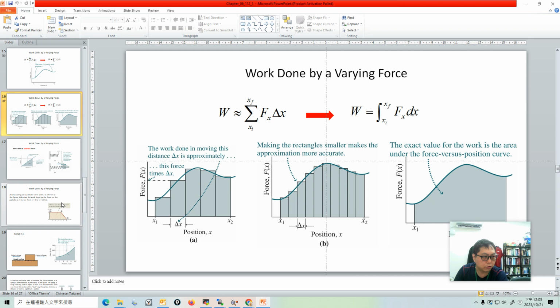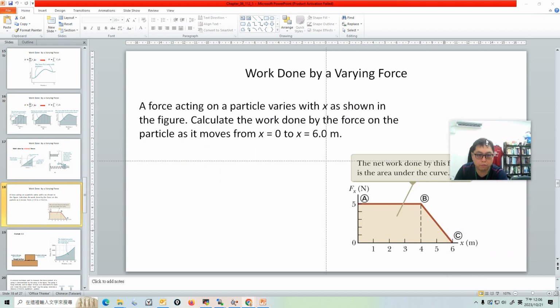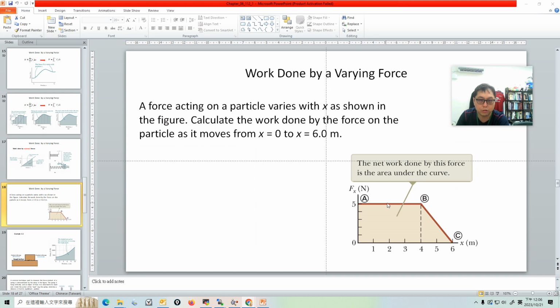In this video, I'm going to show you a very simple example. So this is a variant force. From 0 to 6, between 0 and 4, the force is constant. But for the distance from 4 to 6, the force varies from 5 to 0. We want to calculate the work done by this force. From this force curve, it's a very simple curve, so we may not have to use integration. We can use the concept that work is equal to the area under the force curve.